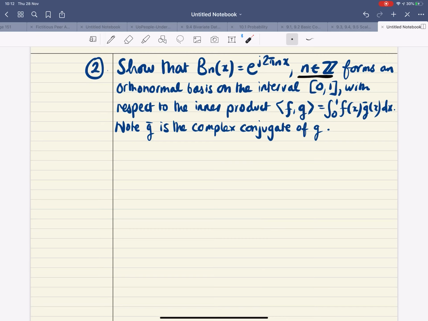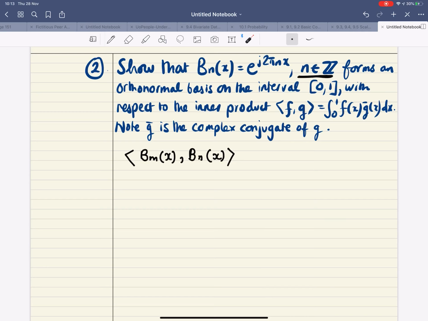Okay, so what we need to do here, we've got f and g. What we need is to look at the inner product of b_m(x) with b_n(x). And then we can look at what happens when they're the same, when they've got to be equal to 1.